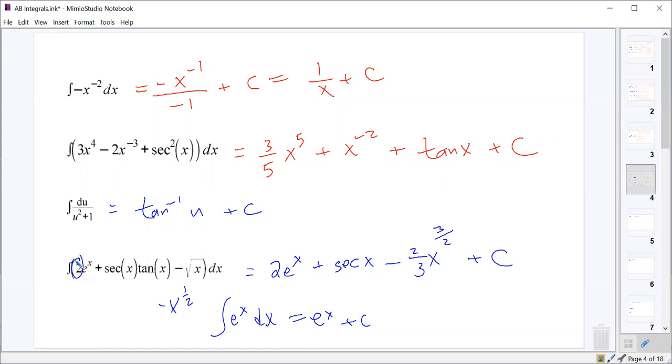So if I have 2e to the x, the derivative of that is 2e to the x, and the integral of that is 2e to the x. The constant doesn't affect it in any way. Does that help or no? Yeah, that makes sense. Thank you.